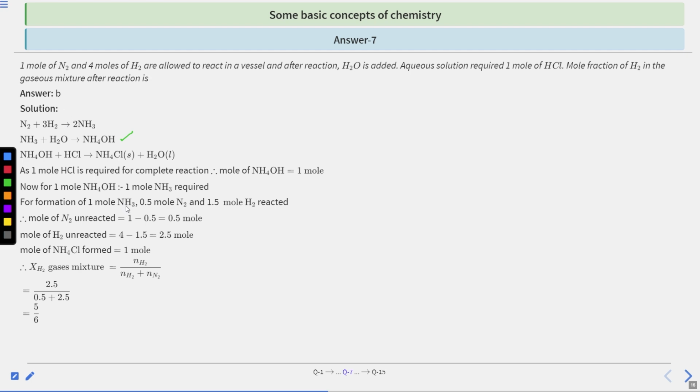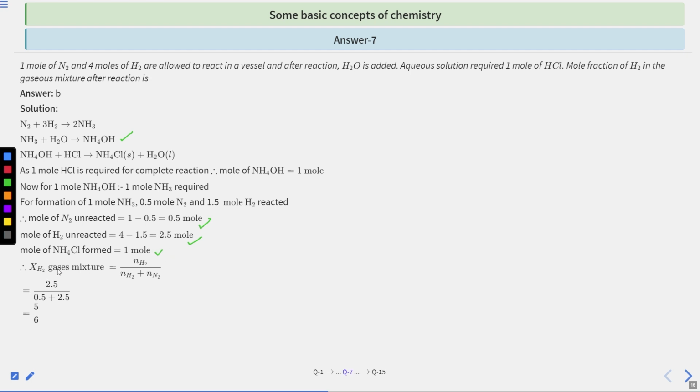By the limiting reagent concept, we have calculated all these things. Therefore, the moles of N2 that are unreacted will be 1 minus 0.5, because 0.5 mole reacted with the hydrogen to form 1 mole of ammonia, right? So the unreacted moles of N2 will be 0.5 mole, and the moles of H2 unreacted will be, total was 4 and 1.5 was utilized in the reaction, so 2.5 will be left. So the moles of NH3 formed finally will be equal to 1 mole.